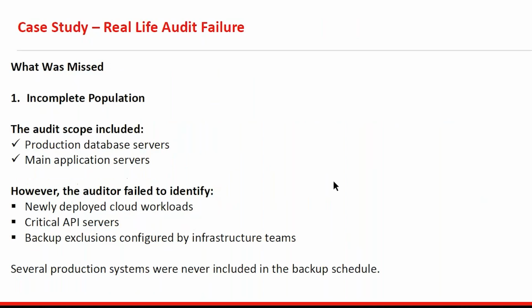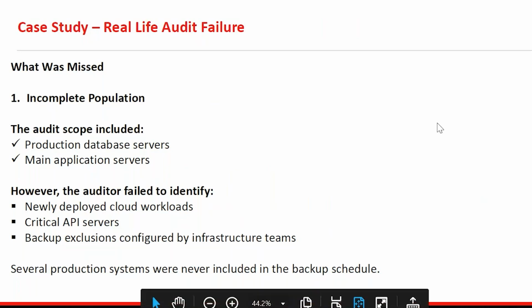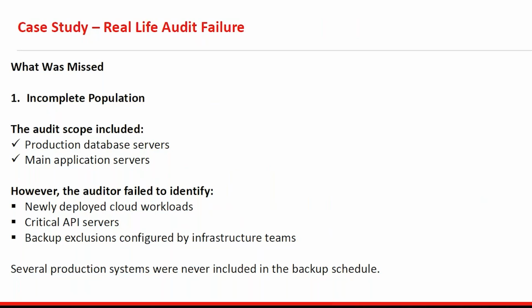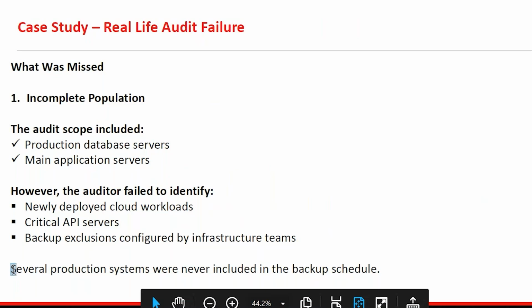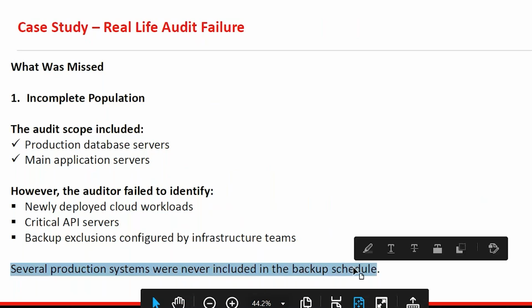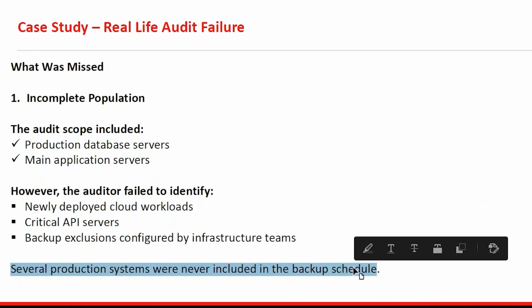Now, what was missed? What you have verified is production database servers and application servers. But what you could have missed are probably there can be newly deployed servers. Maybe you're only looking at application, but you're not looking at interfaces. And very, very important, you never know. There can be certain areas by default the organization could have excluded from backup itself. So unless you ask for exclusions, people are not going to give information upfront, which means there could be systems which were never included in the backup schedule. I'm not saying this will happen always, but this could happen. And it becomes important for us to always look for exceptions, exclusions.